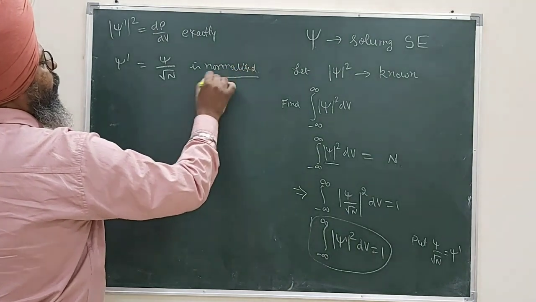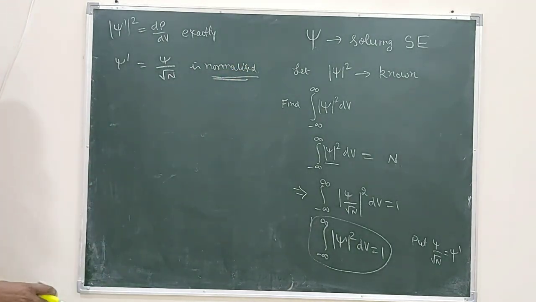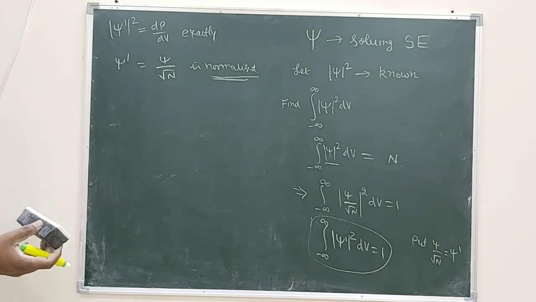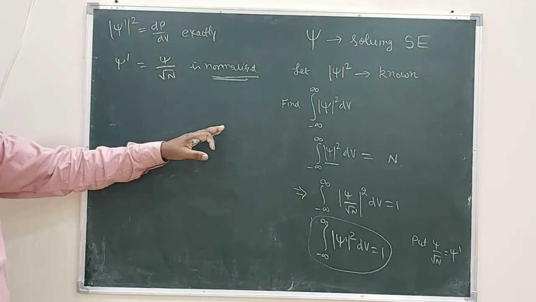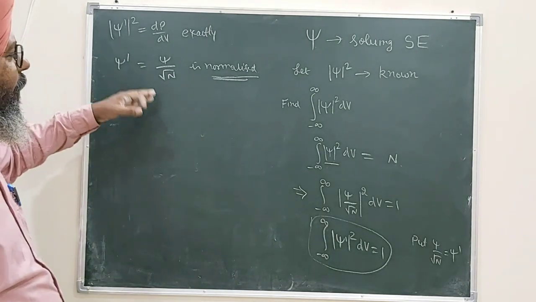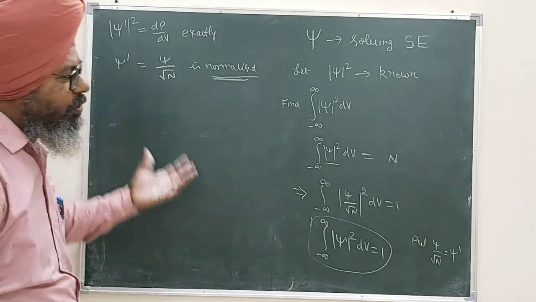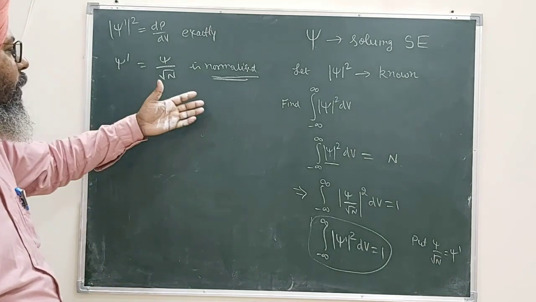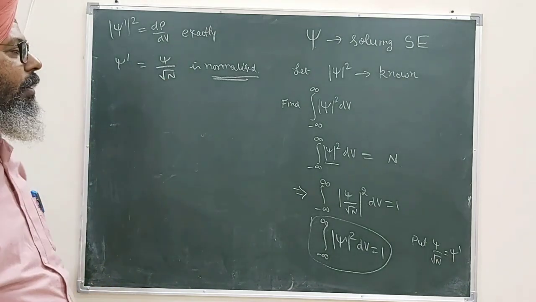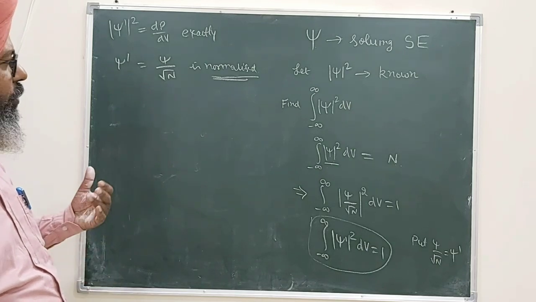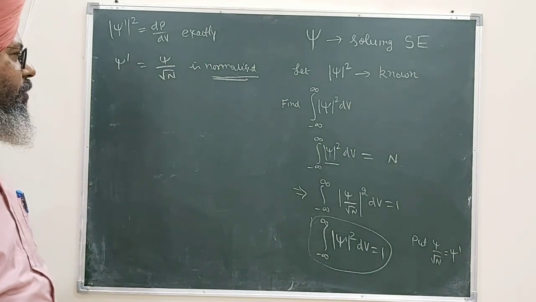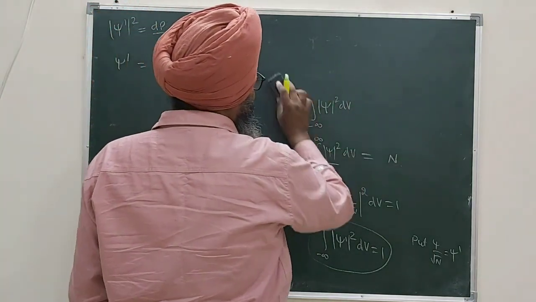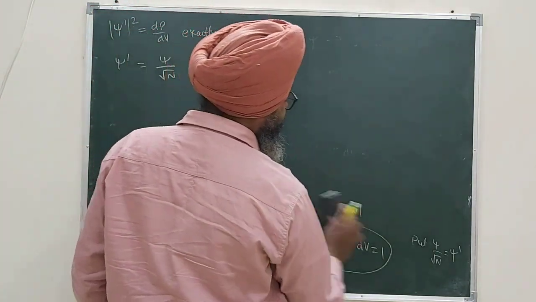So I have normalized the wave function by evaluating an appropriate constant, square root of n, which can be divided, or in certain conditions multiplied, to the wave function, so that an unnormalized wave function is converted into a normalized wave function. Let us take a practical example now to check.